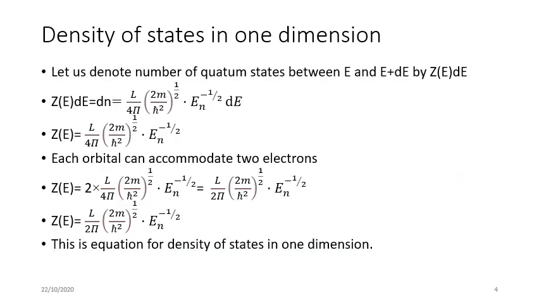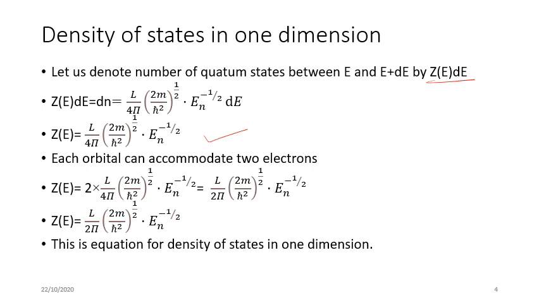Now let us denote the number of quantum states between E and E plus dE by Z(E). If I represent the number of quantum states between E and E plus dE by Z(E), we can equate dN equal to Z(E) dE. So this dE and dE, if we cancel it out, we will get an equation for the number of energy states between E and E plus dE, and that will be L upon 4 pi into 2m upon h cross square, whole raised to 1 by 2, E raised to minus 1 by 2. So this will be the number of energy states.